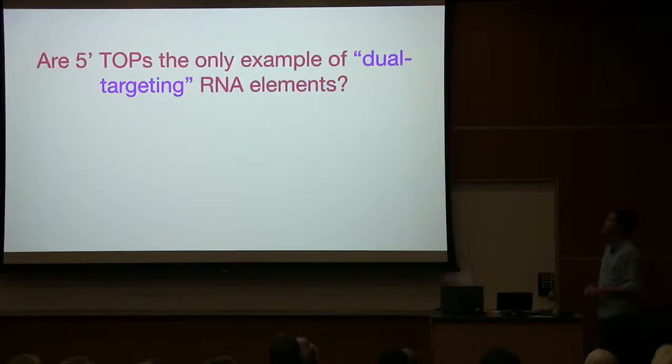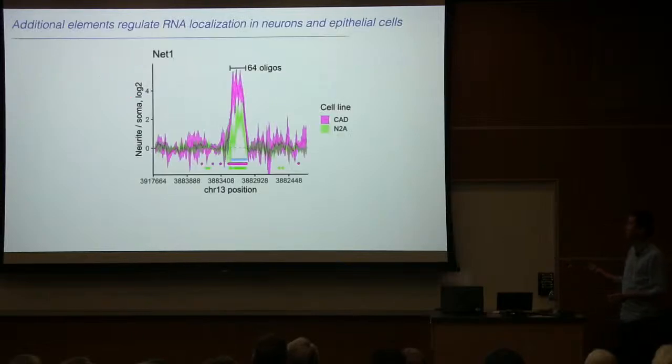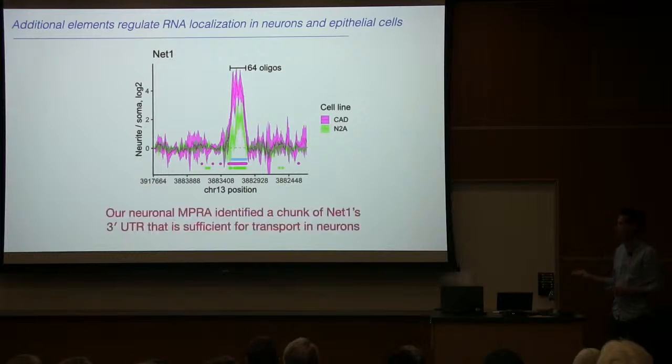All right. So are these 5' TOPs the only examples of these kind of dual targeting neurite basal RNA elements? And of course, if I'm asking this question like this, then the answer is no. So if you remember from the first part of the talk, where we did this MPRA, we identified RNA sequences within some 3' UTRs that had the ability to take RNAs out to neurites. So we can take these same elements, throw them in epithelial cells, and ask what happens.